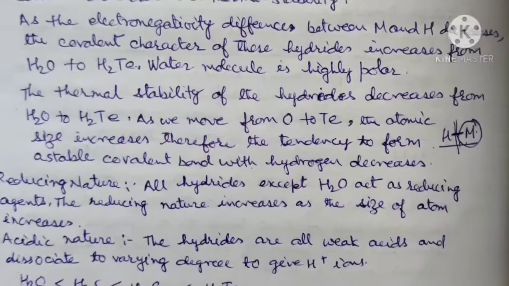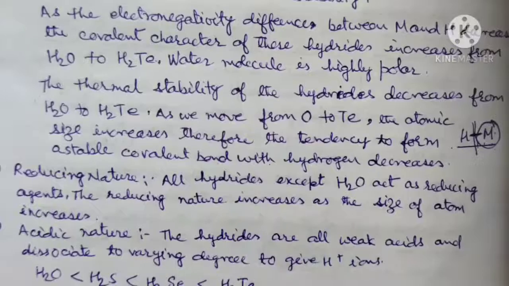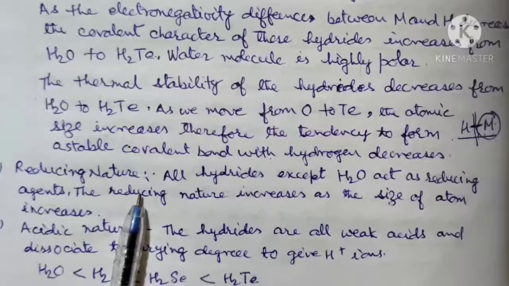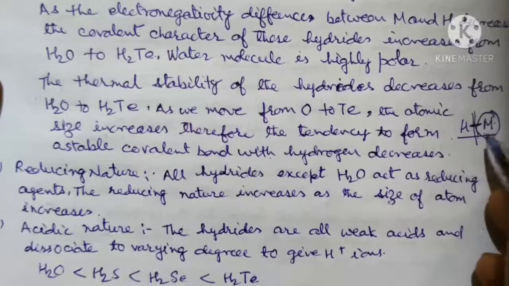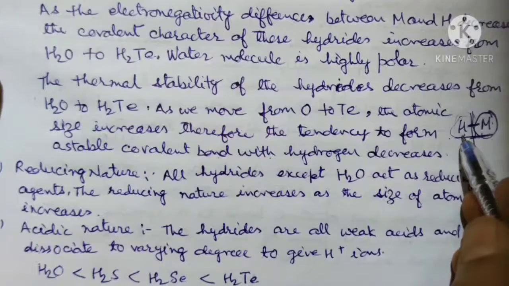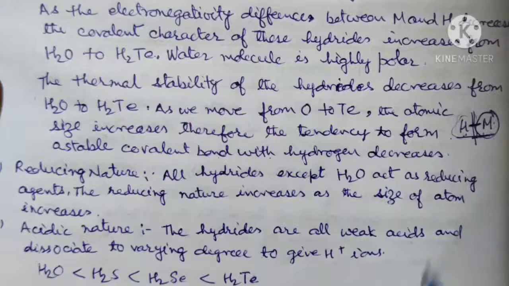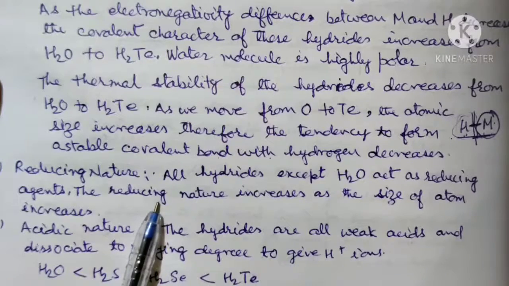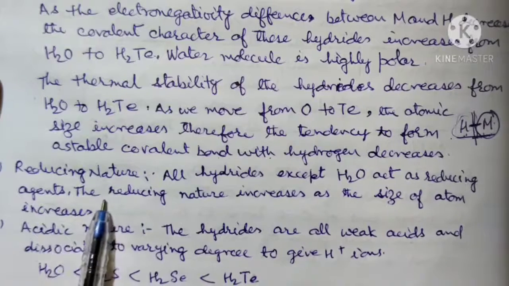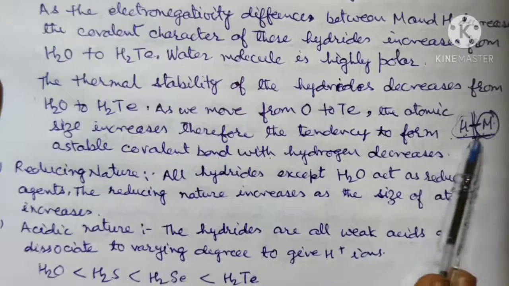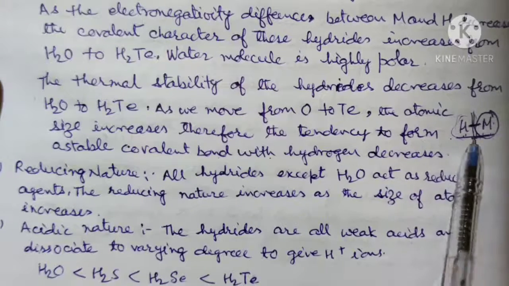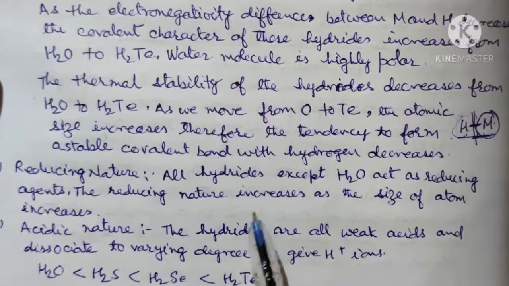Now, on the basis of the thermal stability or the bond dissociation energy, we can also explain some properties like the reducing nature. When the bond between the hydrogen and M breaks, the hydrogen becomes free, and that will be used for the reduction purpose. So when we talk about the reducing nature of the hydrides, all the hydrides except water act as reducing agents. This is due to the breaking of the M-H bond. And because this bond breaks easily, the reducing nature also increases.